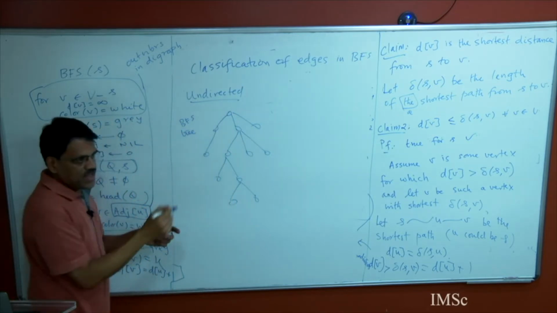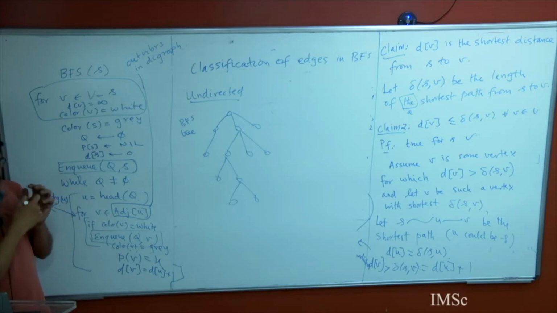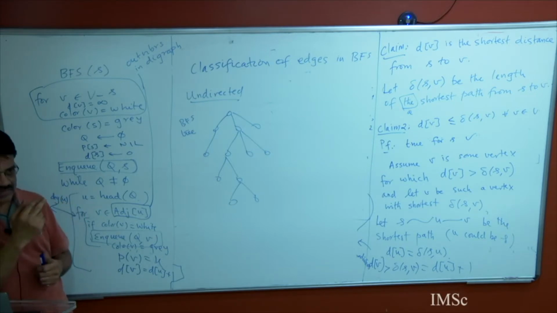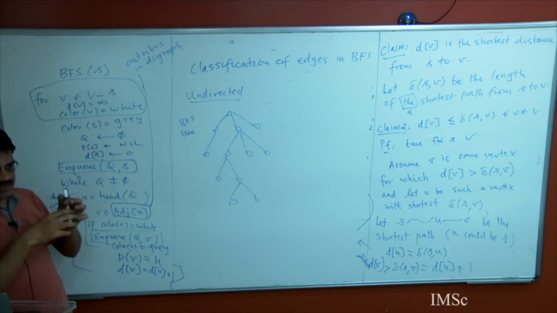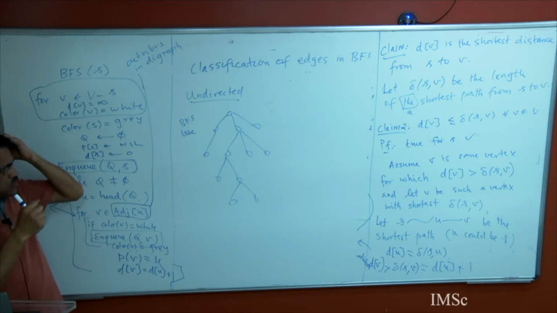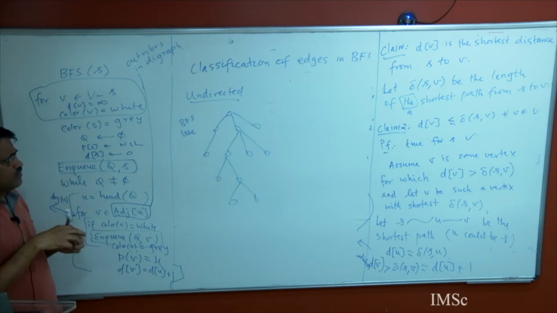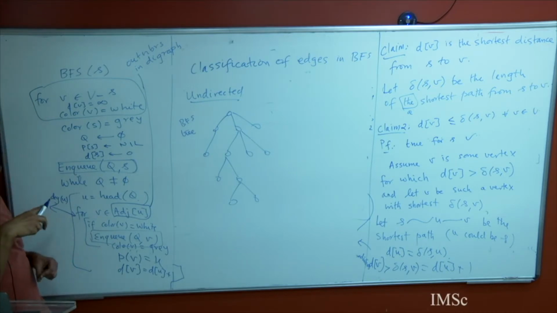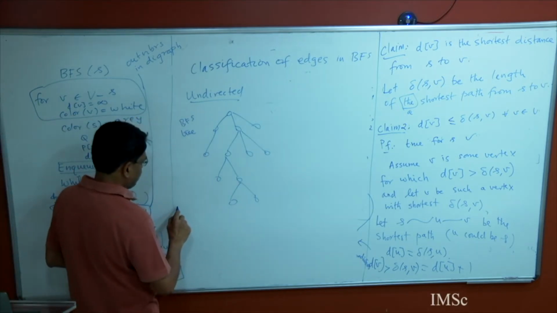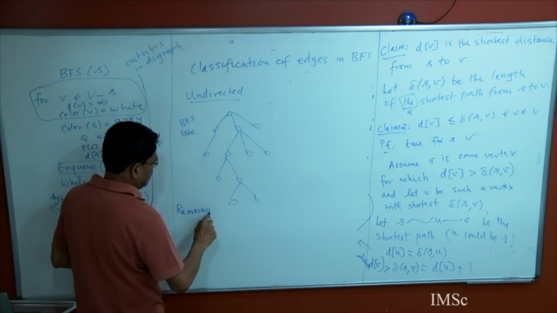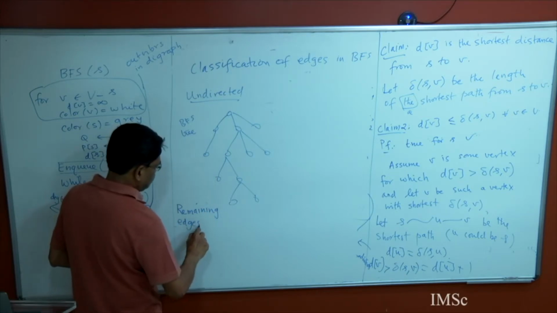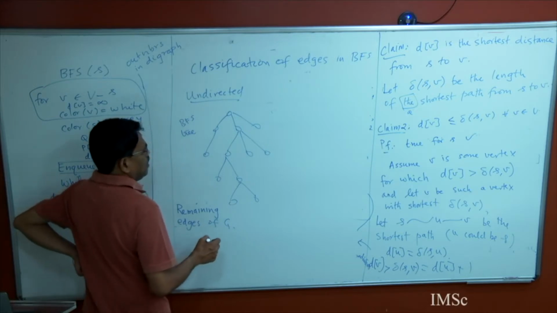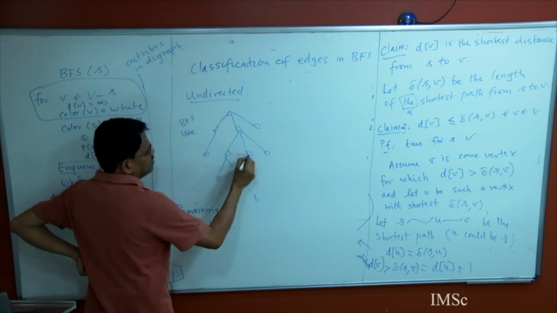So every tree edge is an edge in the graph, obviously. But the graph also has more edges. Let's understand how those edges will be. Again, it's undirected. On the same level or consecutive levels. So how are the remaining edges of the graph? It could be like this.